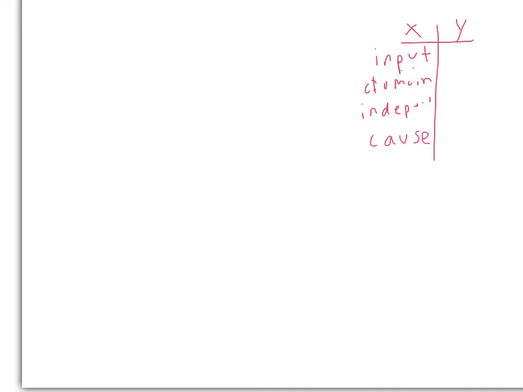The Y values, on the other side: if x is input, y is the output. If x is the domain, y is the range. If x is independent, y is dependent. And if x is cause, y is effect. You'll spend a little more time doing independent and dependent variables.